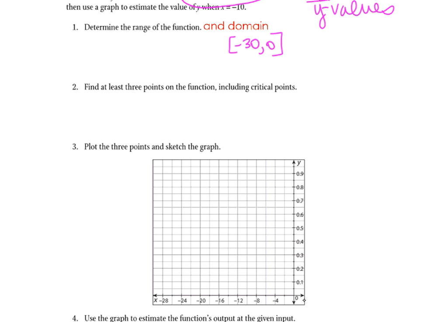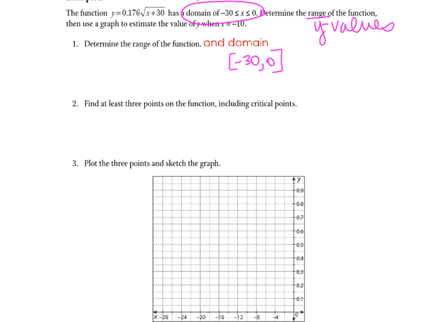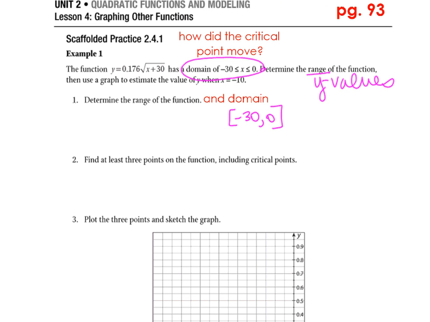Now we could probably guess the range because they set this up for us. If you notice, it only goes up to a value of 1. So let's put this into our calculator, and we're going to have to adjust our table. So put this into your y1. Make sure the x plus 30 is all underneath, either all in parentheses or all underneath, depending on what kind of calculator you have.